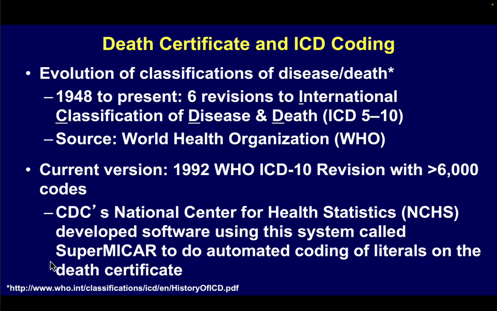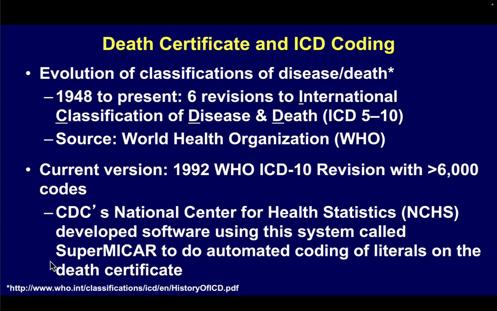So there's an elaborate coding system for classifying disease and death called the International Classification of Diseases and Death, or ICD coding system. The ICD coding system has evolved a lot over time, with about 6 revisions since its inception in 1948. The ICD coding system comes from the World Health Organization, and in the latest revision, ICD-10, there's more than 6,000 codes that can be used to classify diseases and causes of death.